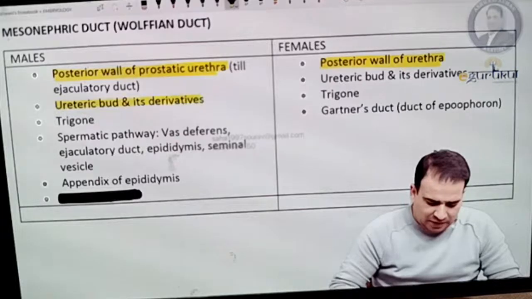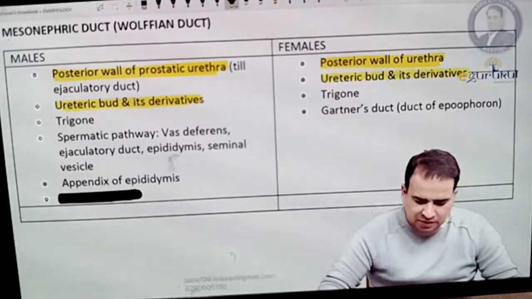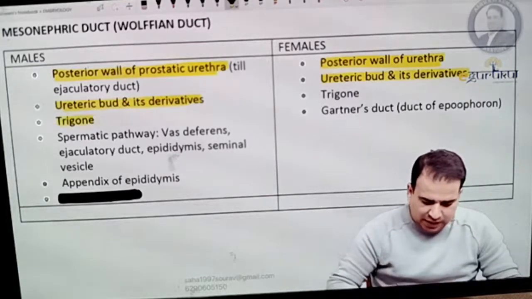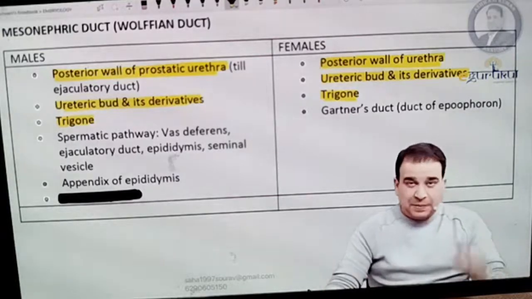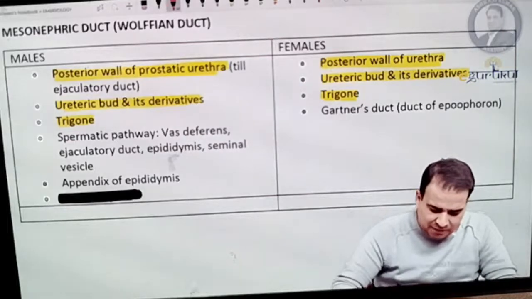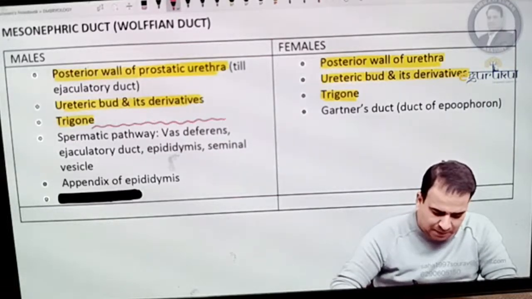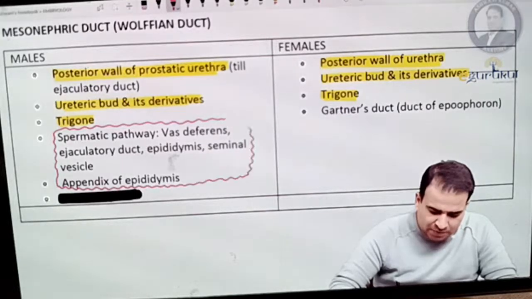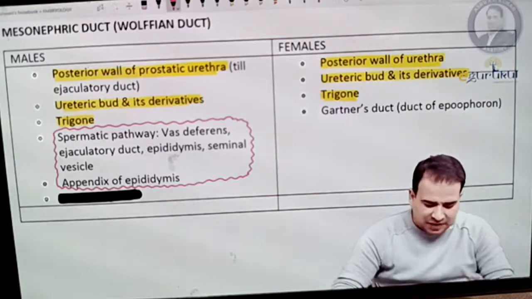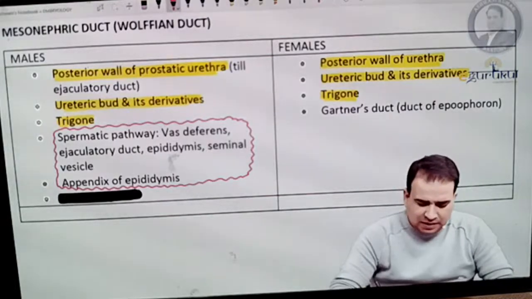Ureteric bud derivative in male, ureteric bud derivative in female also. Trigone, and trigone in female also. So till here it's all common. But beyond this point, look at this. We said in male it will give rise to the spermatic pathway. So all this spermatic pathway, including this appendix of epididymis, is all derived from the mesonephric duct. Vas deferens, ejaculatory duct, the epididymis.